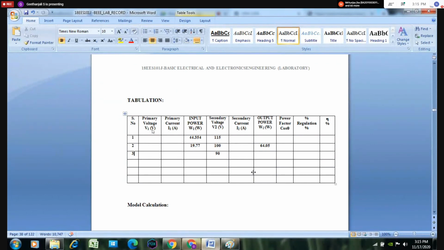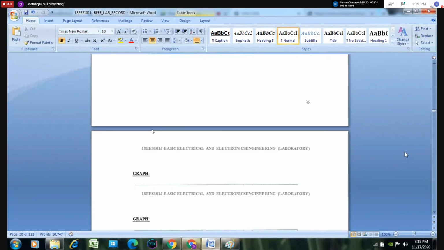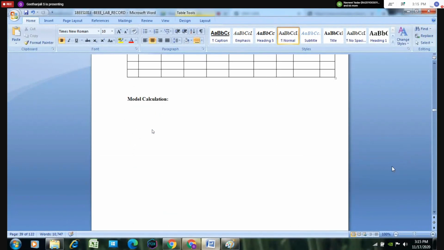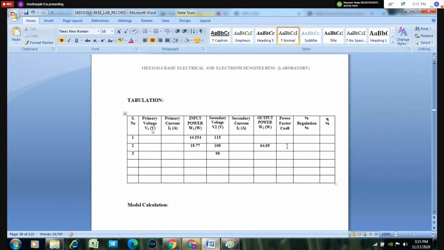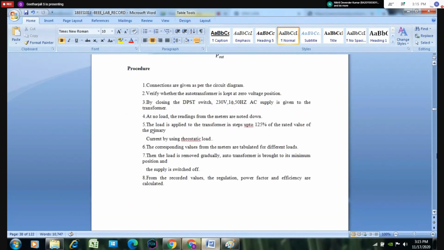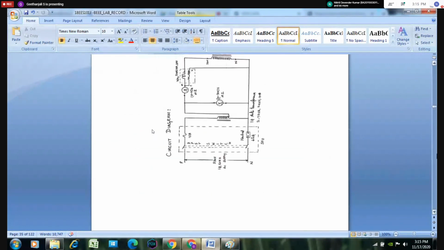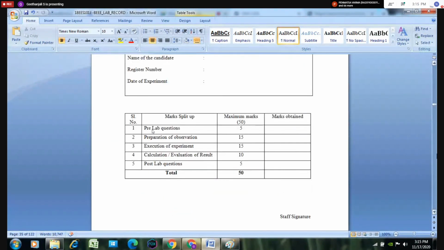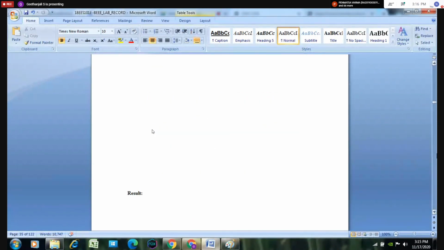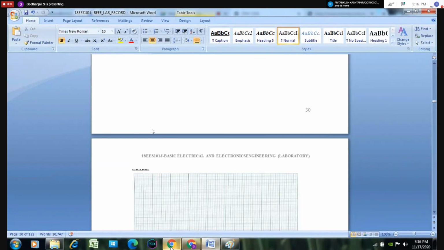Take the screenshot for this experiment and keep it in the appropriate place. Fill the tabular column. While calculating the efficiency, keep in mind that the efficiency should not be above 100; it should be less than 100. Also you should draw the graph between P out and regulation, and P out and efficiency. Are you clear? If you have any doubt, you can ask now.